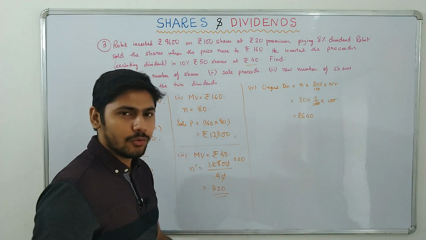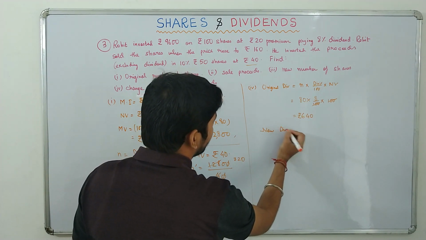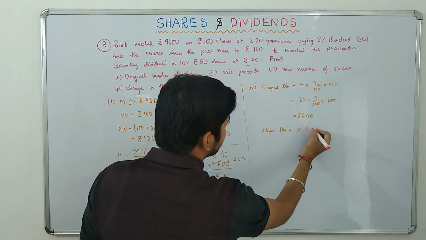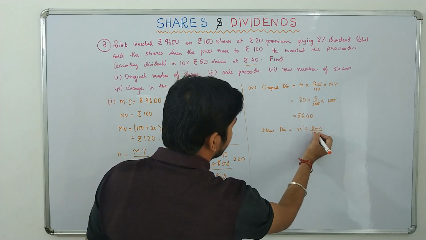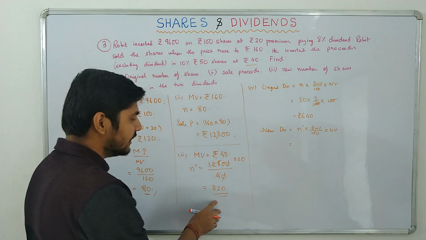Now we will find the new dividend for the second transaction. So new dividend is equal to number of shares N dash into dividend percent divided by 100 into the NV. So N dash we calculated is 320.